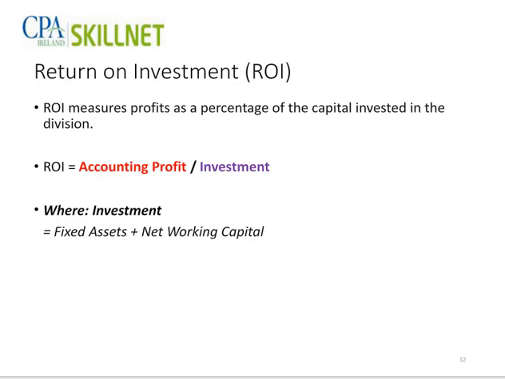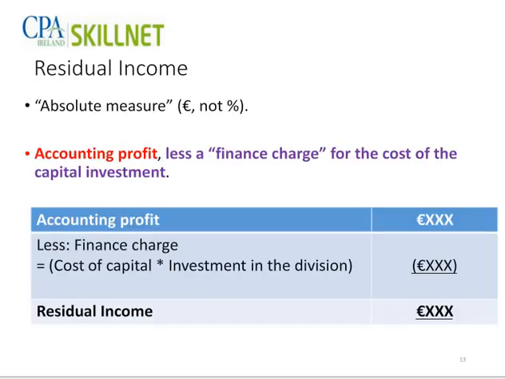Return on investment is a percentage. It measures profits as a percentage of the capital invested in the division. So it's simply a profit in the accounting sense divided by the total capital investment. The capital investment includes both fixed assets and also the net working capital of the division.